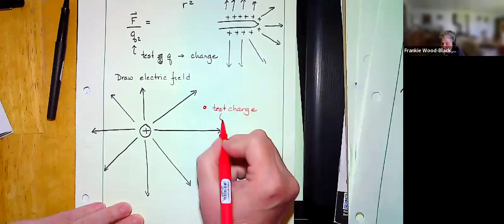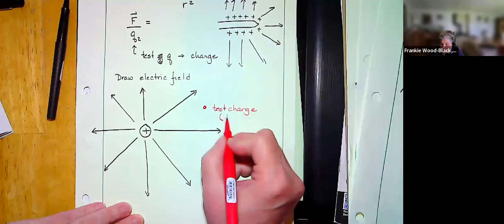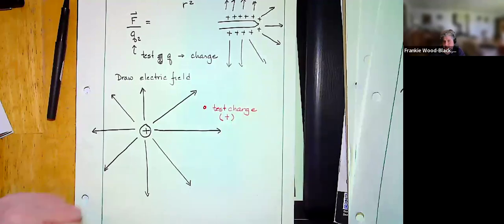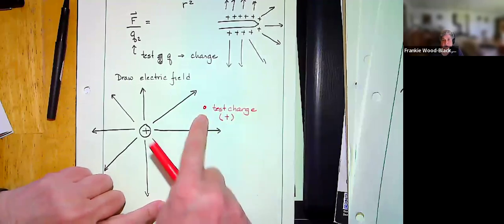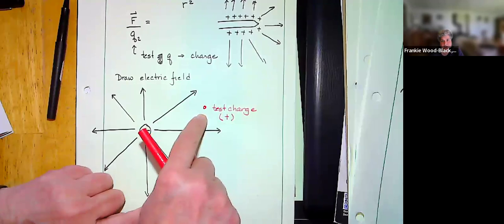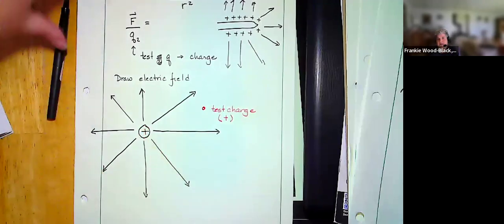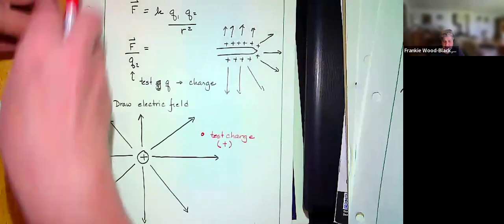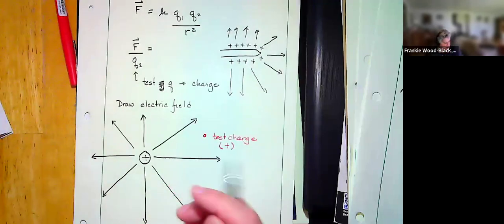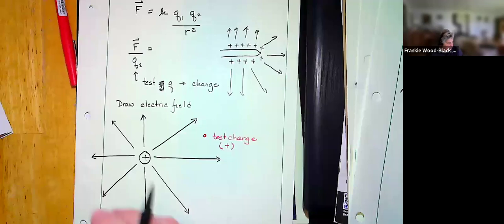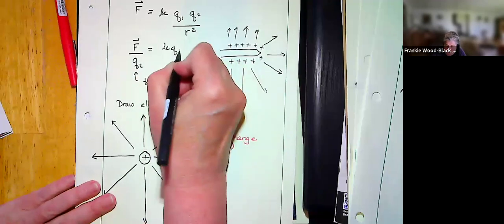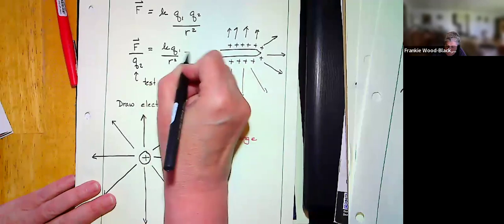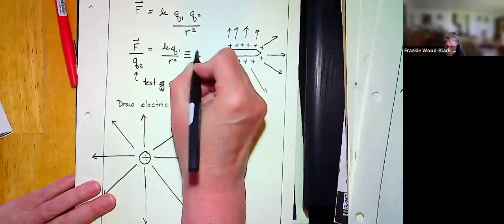And one of the things we're going to assume is that test charges are positive. So we're going to make that assumption that a test charge is positive. We want to know what's happening to this charge based on how we're going to look at that. Now, if we do that, I can get my kQ1 over R squared, but we're going to define that as an electric field.